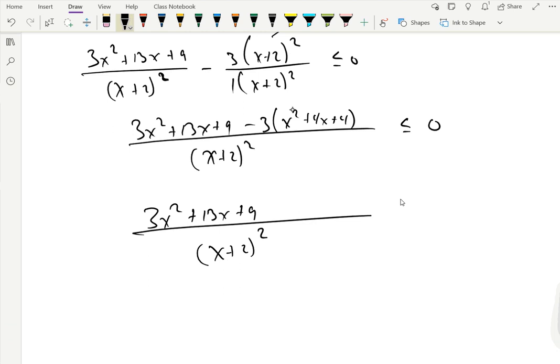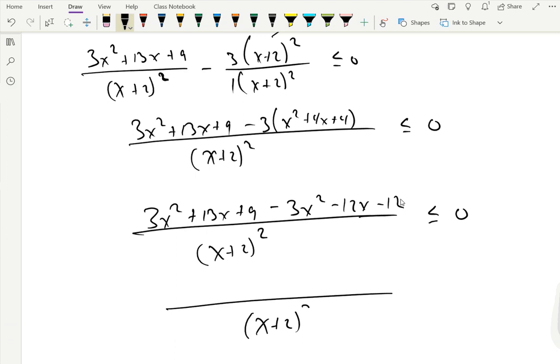Now we're going to distribute this minus 3 to each of these terms. So that's minus 3x squared, minus 12x, and then minus 12. Now we need to combine terms. So our denominator, we still have x plus 2 quantity squared. We still have less than or equal to 0. Let's see what we end up with overall on these other pieces.